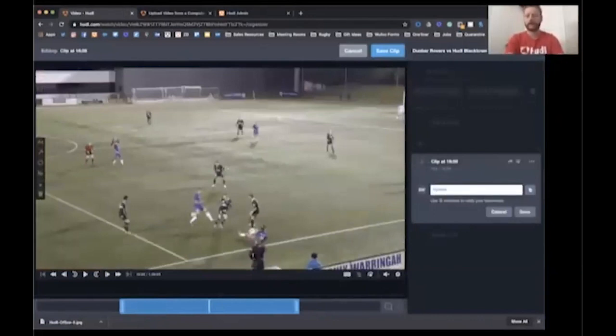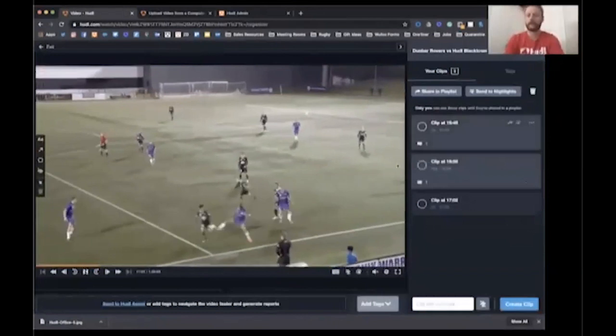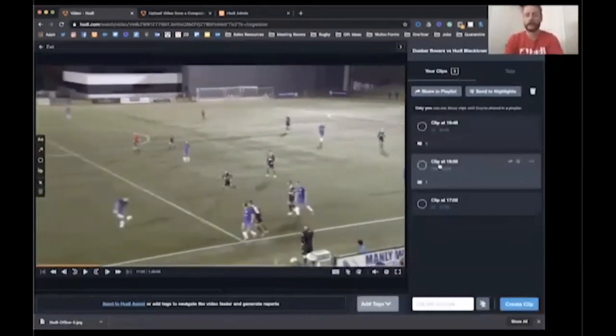So I can add my comment here, add a drawing, whatever it is I want to do. Save that, save the clip, and now I've got 3 clips or 5 clips or 10 clips or however many you've pulled out of the game that you want to share with the team.